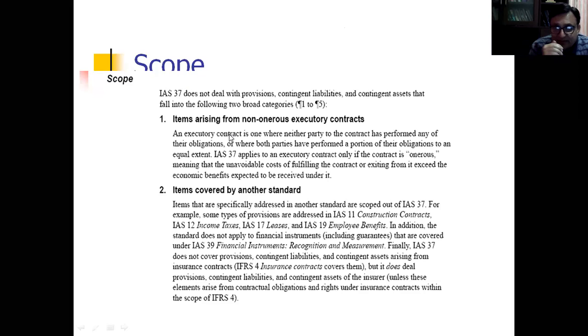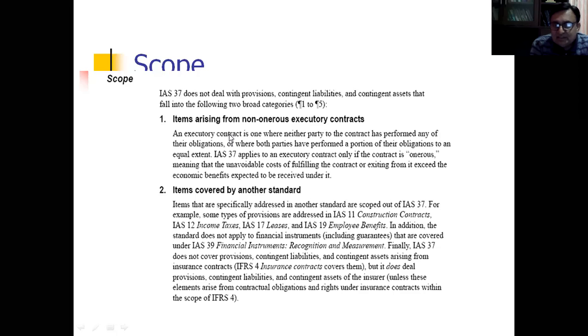So what is an executory contract? An executory contract is one where neither party to the contract has performed any of their obligations, or where both parties have performed a portion of their obligations to an equal extent. The standard applies to an executory contract only if the contract is onerous. Onerous means that the unavoidable cost of fulfilling the contract or exiting from it exceeds the economic benefits expected to be received under it. Suppose you have performed something in an executory contract and you have spent something, or you are supposed to spend something in future, then it will be reported in the financial statements.